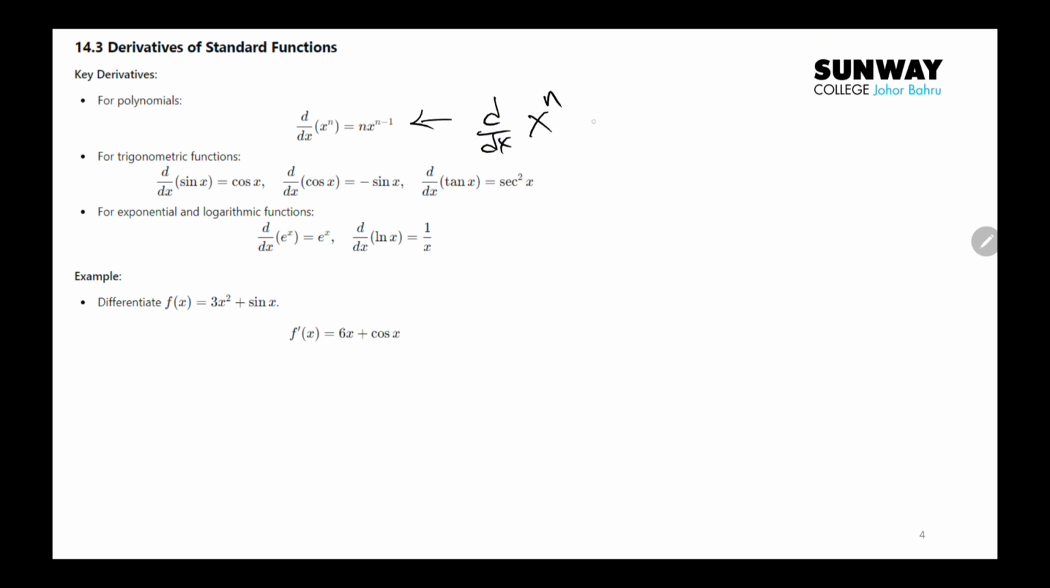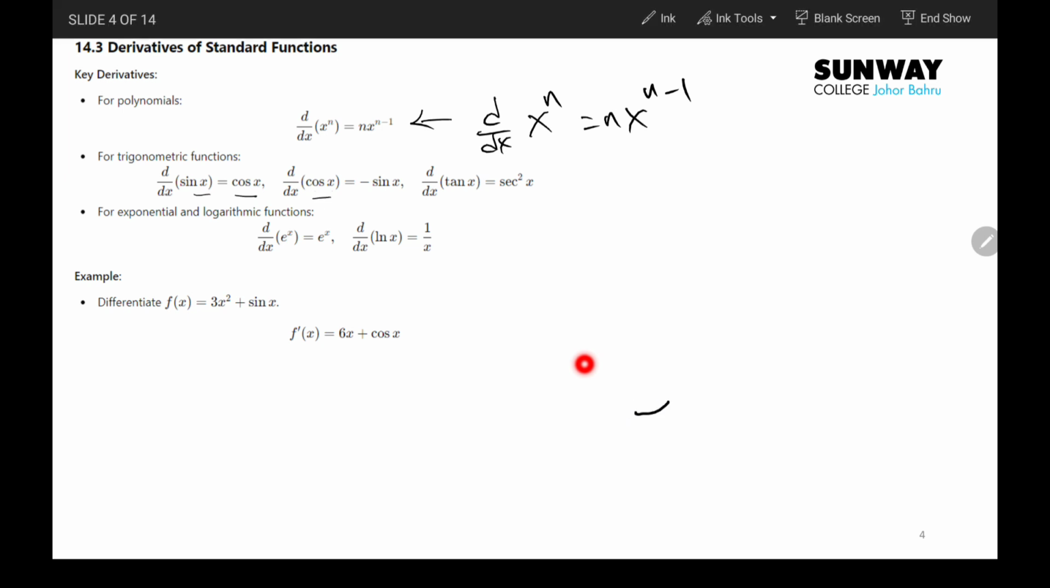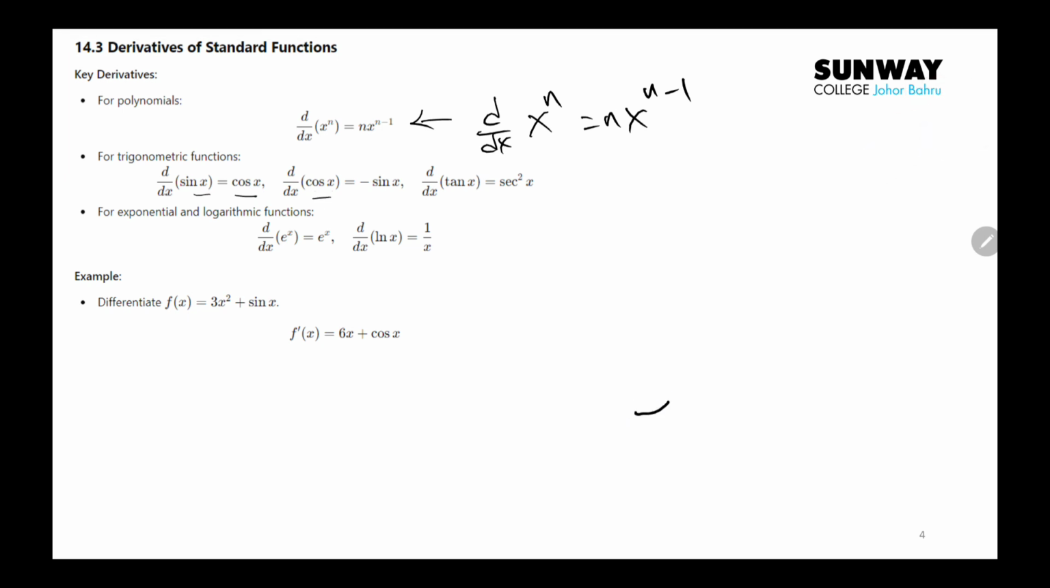d/dx of x to the n is equivalent to n x to the n minus 1. Differentiation of sine becomes cosine, differentiation of cosine becomes negative sine, differentiation of tangent becomes secant squared. For exponential and logarithmic functions, differentiation of e to the power of x remains e to the power of x. Differentiation of ln x becomes 1 over x.